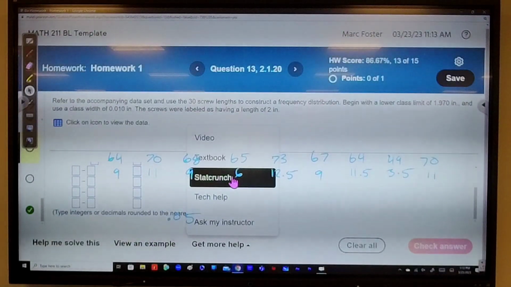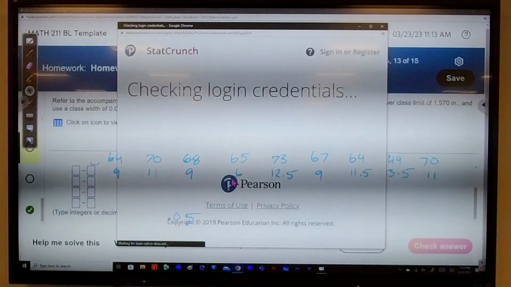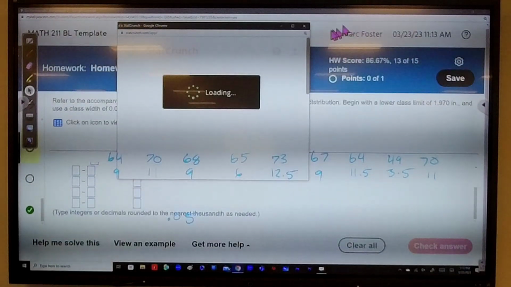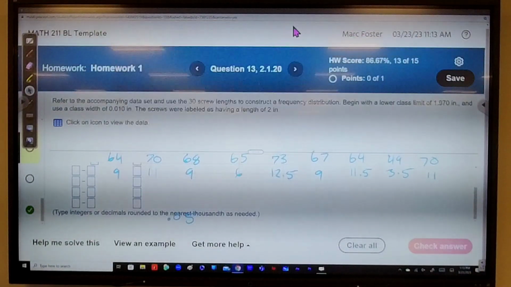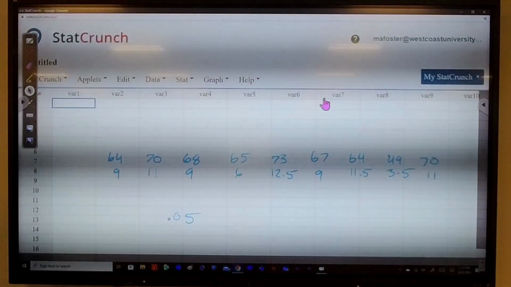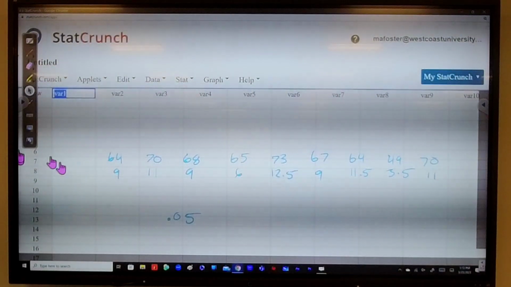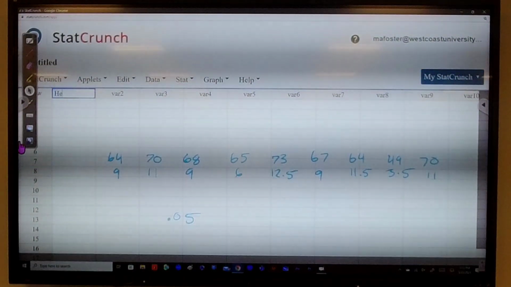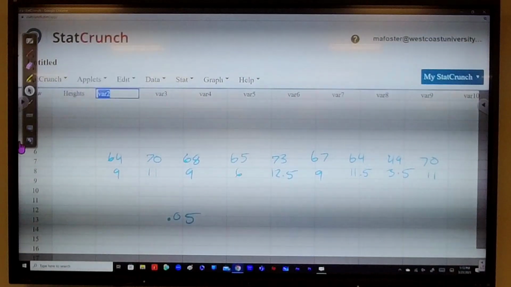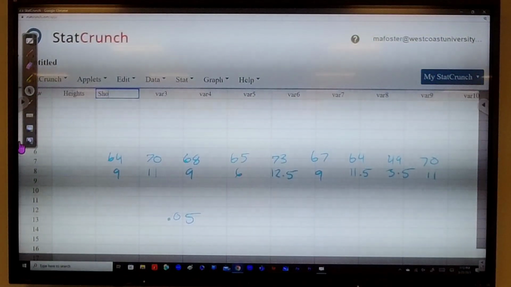And click Get More Help and StatCrunch. StatCrunch opens, it's just blank. I did all that just to be here, right? And my first column will be heights, and my second column will be shoe size.